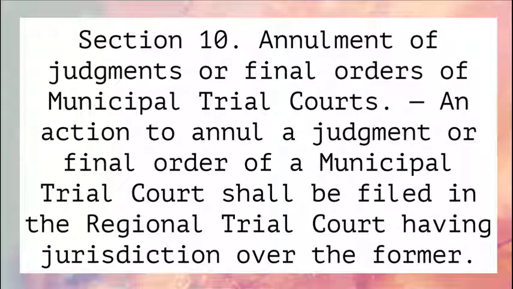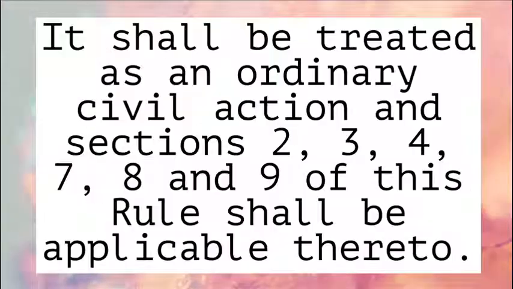Section 10. Annulment of judgments or final orders of municipal trial courts. An action to annul a judgment or final order of a municipal trial court shall be filed in the regional trial court having jurisdiction over the former. It shall be treated as an ordinary civil action and sections 2, 3, 4, 7, 8 and 9 of this rule shall be applicable thereto.